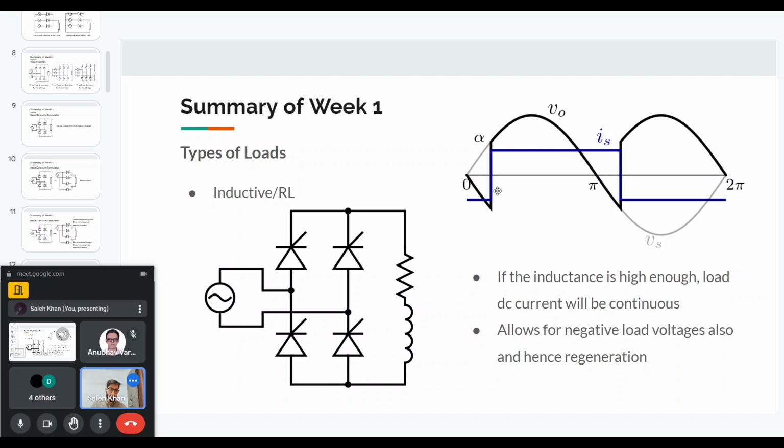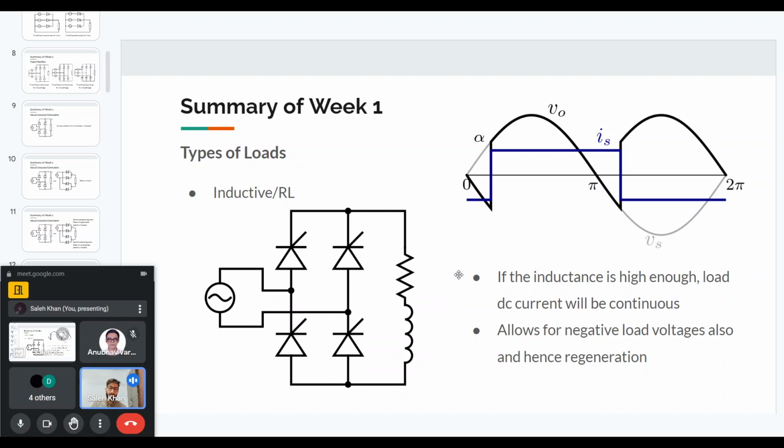Like you're seeing here, the output is positive and then it goes negative. But in this case, the average output voltage is positive. But if we change the triggering angle alpha, if we increase it beyond 90 degrees, the average output voltage itself can become negative, while the output current remains positive. So in that way, we can have a regenerative option. The power goes from DC to AC.